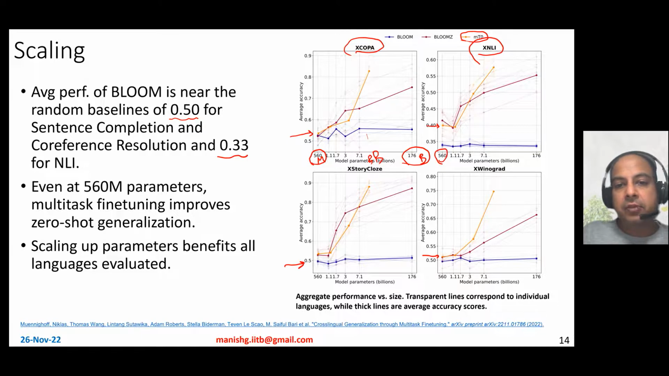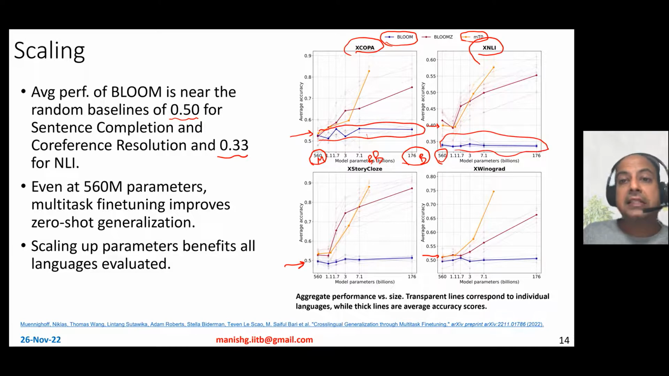However, if you take the typical Bloom model, it does not really grow too much. It gives you almost the same accuracies, even if you increase the size of the Bloom model. However, this is the power of multitask prompting based fine-tuning: as the scale increases, the BLOOMZ model shows an upward trend, and the MT0 model also shows a clear upward trend. In fact, MT0 models become way better very soon; even 13 billion parameter MT0 models are way better compared to the 176 billion BLOOMZ models.